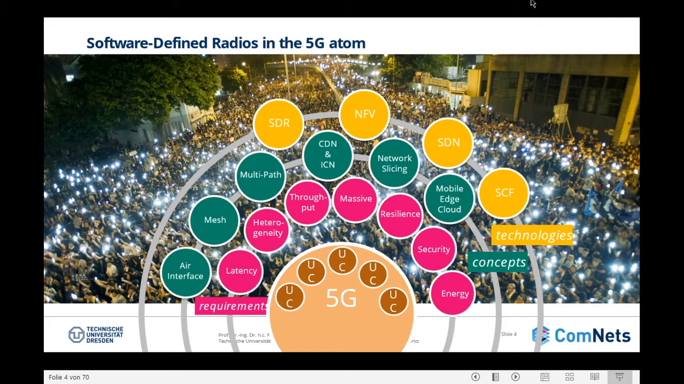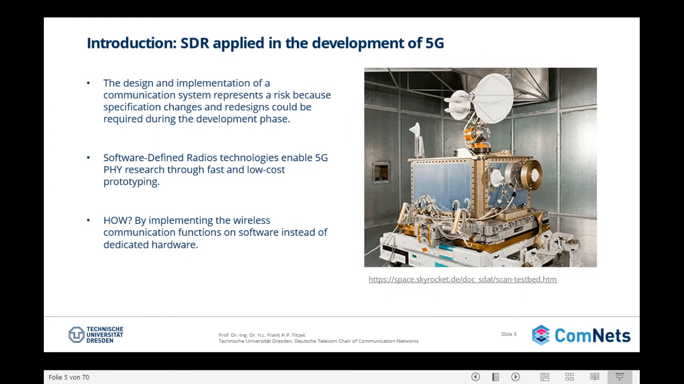Here in this slide, what we can see is the 5G atom. The 5G atom has many enabling technologies, and one of those technologies is SDRs, or software-defined radios. And now the question is, how can SDRs be applied in the development of 5G networks?